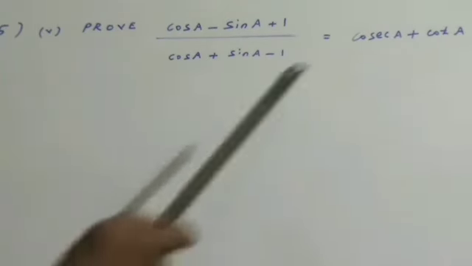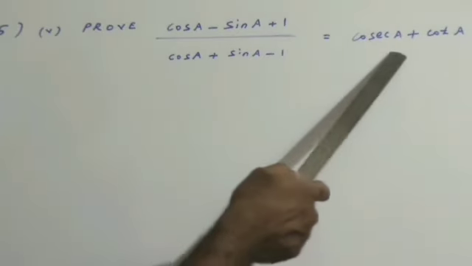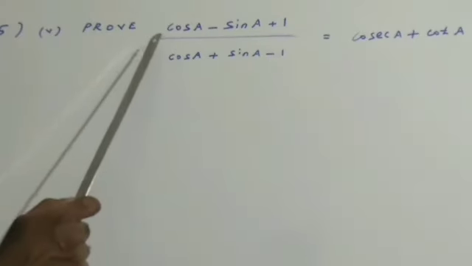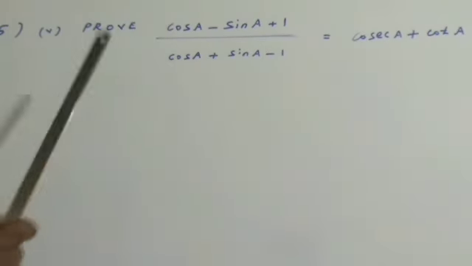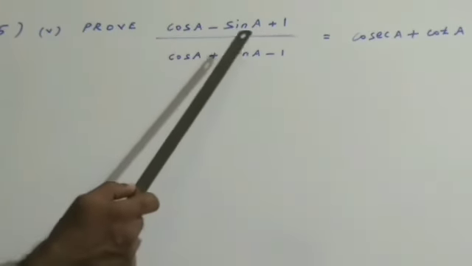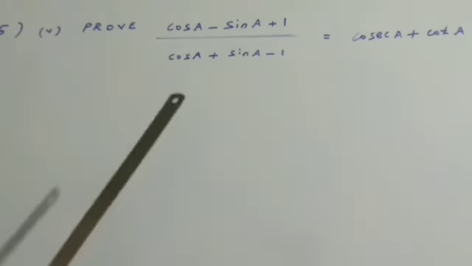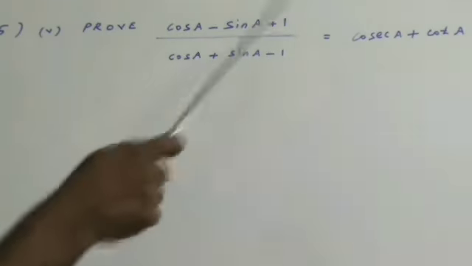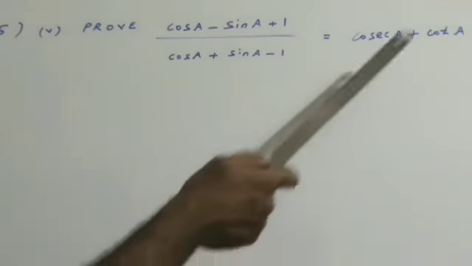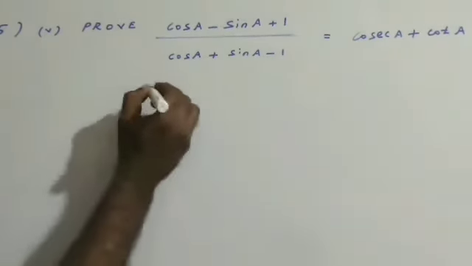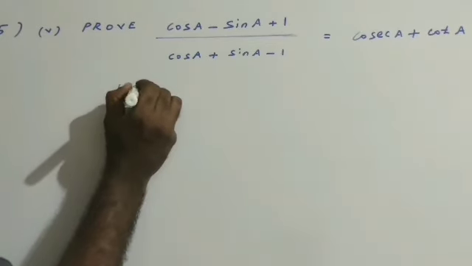Listen now. On the right side they mentioned cosecant A plus cot A. If you divide cos A by sin A, it gives cos by sin, cot. So cos A by sin A gives cot A. Sin A by sin A gives 1. 1 by sin A is cosecant A. So if we divide all the terms by sin A, we get cosecant A plus cot A. So now I am going to divide all the terms by sin A.